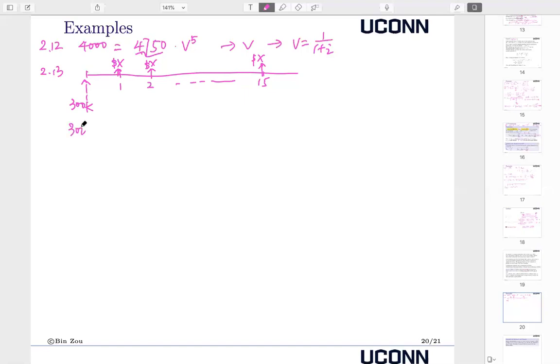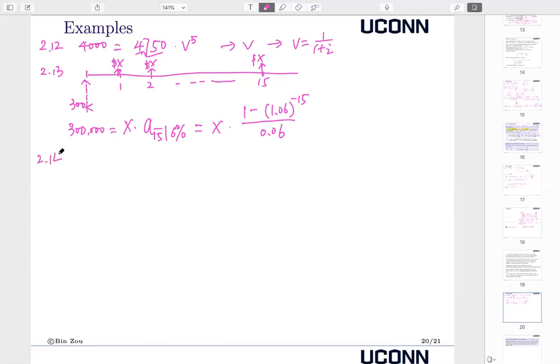So the present value is 300,000. This is X times an annuity immediate for 15 payments or 15 years. I know i is 6%. So we can easily calculate X, right? Because what is my present value for the annuity? 1 minus 1.06 to the negative 15 divided by 0.06. So I can easily calculate my value, which is about 30,888 dollars and 83 cents.